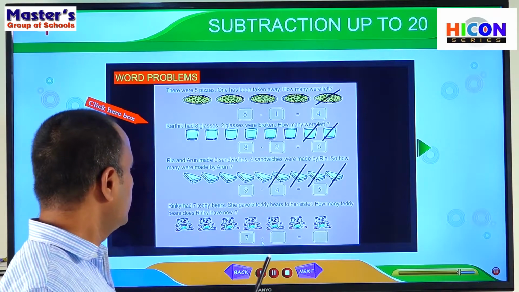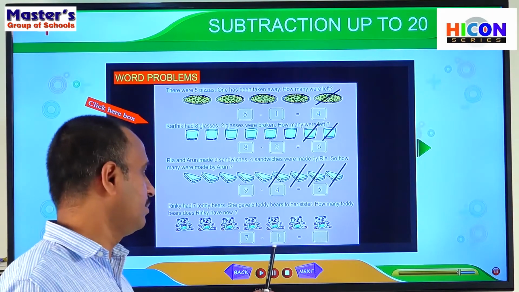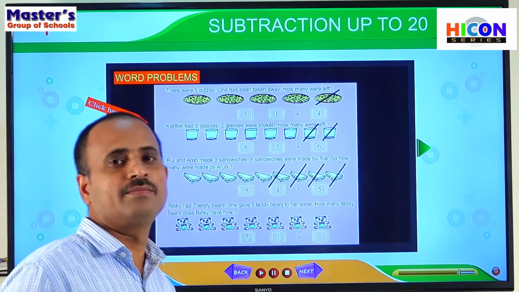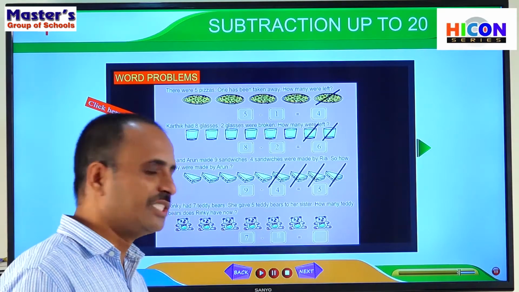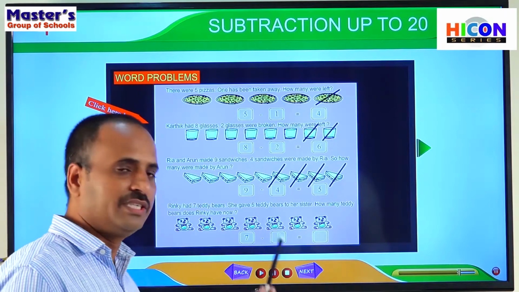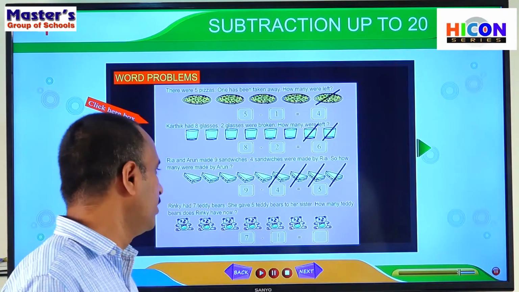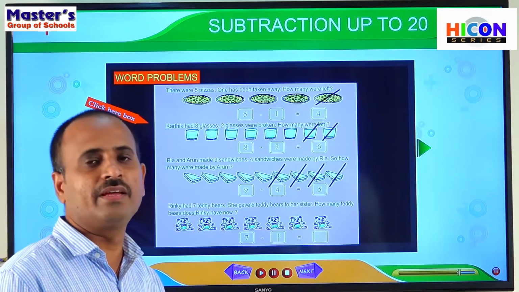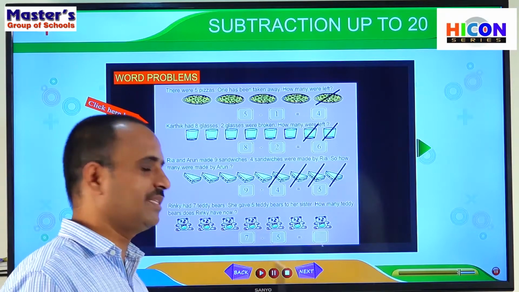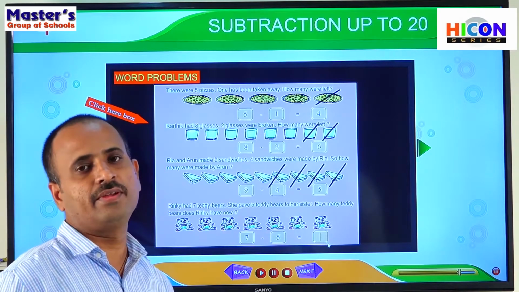Next, what is the second number here? The second number represents how many teddy bears are taken away. That means how many teddy bears she gave to her sister. So 5 teddy bears she gave to her sister. That means 5 teddy bears have to be taken away. So write 5 in the second box. The second number represents the number of bears to be taken away.